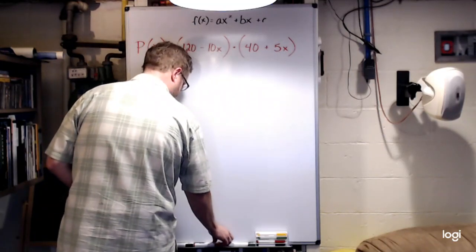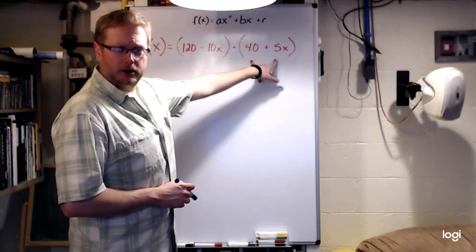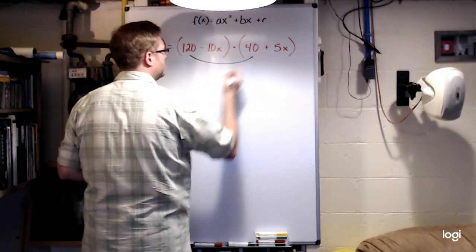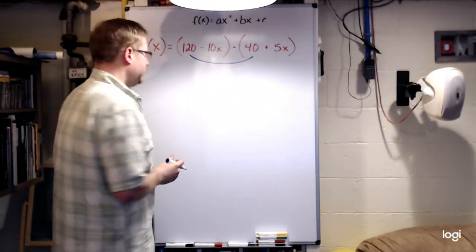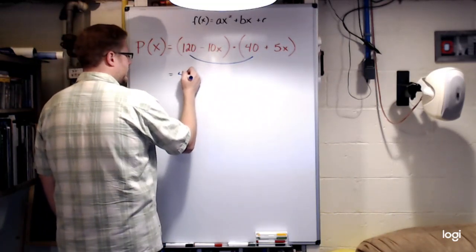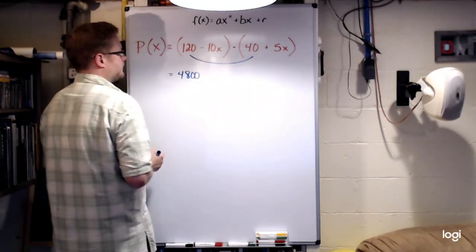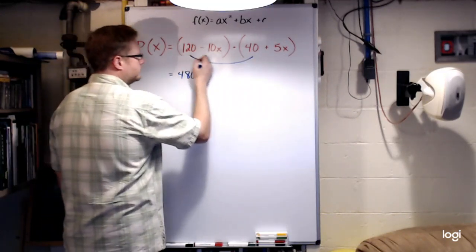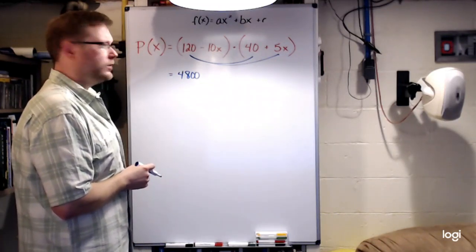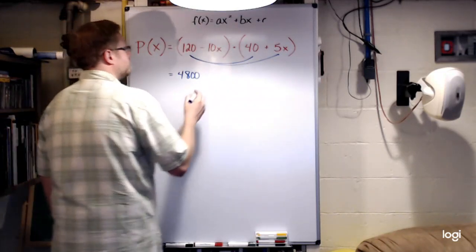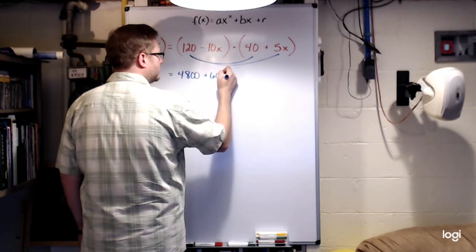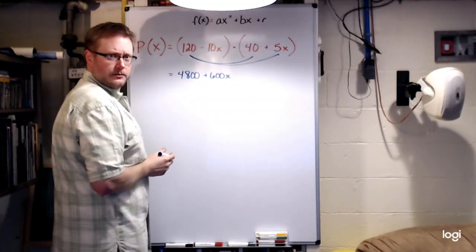So let's do that. Take my 2 binomials, multiply them together. 120 times 40, that'll be 4,800, I believe. So we're looking at 4,800. Outside, we have 120 times 5. What is that, 600? Yeah. So 120 times 5x is going to give us 600x.